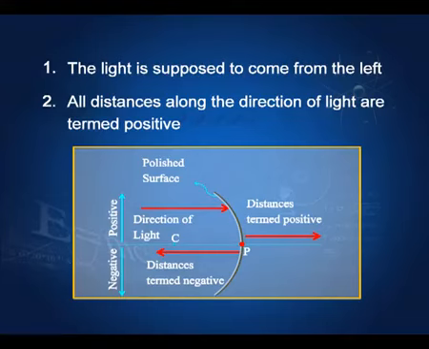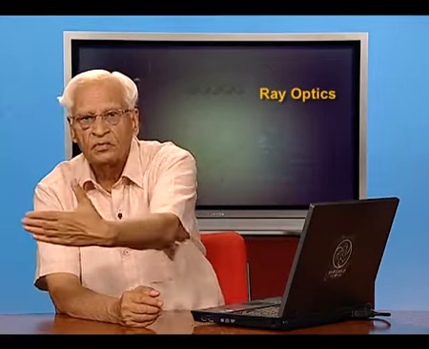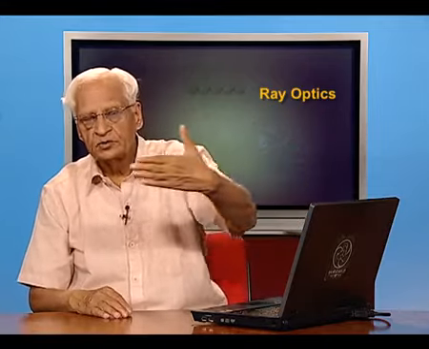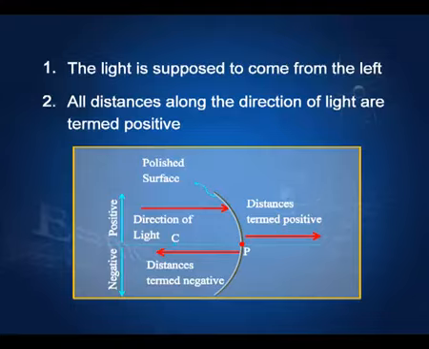And here the same convention is depicted, but with the provision that the direction of light is this. We always assume the light to come from the left. For using this convention, we always assume the light to come from the left. If the light comes from the left, then distances are measured from the point P. So, all distances in this direction are negative, all distances in this direction are positive, all distances above the axis are positive, and all the distances measured downward from the axis are negative. So, this is the convention.